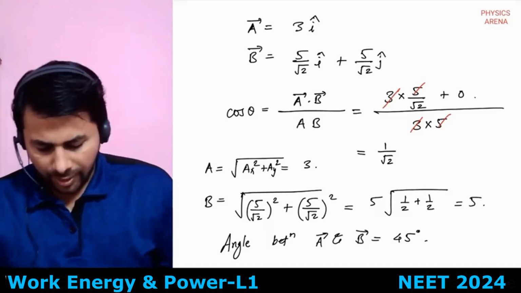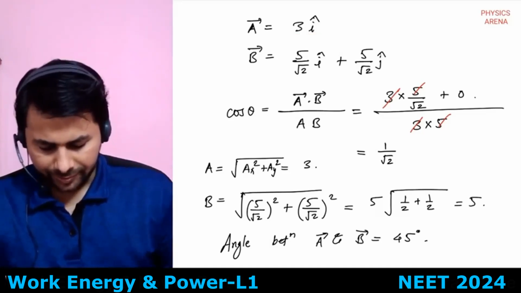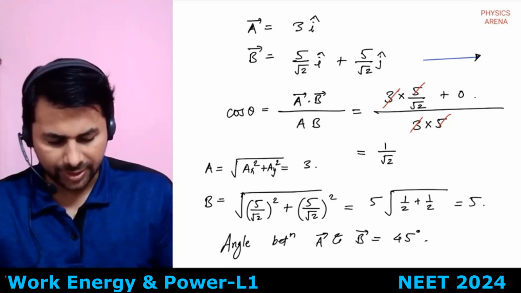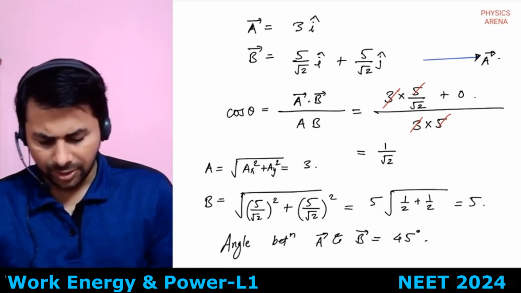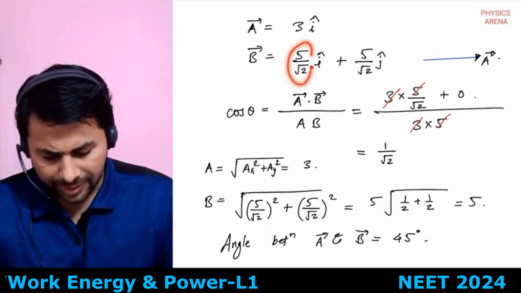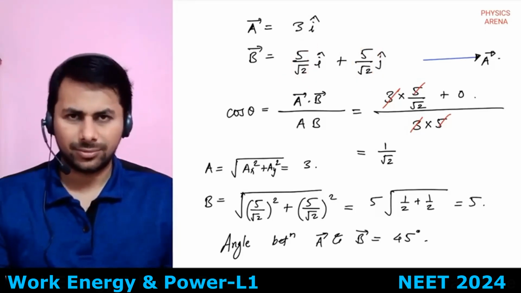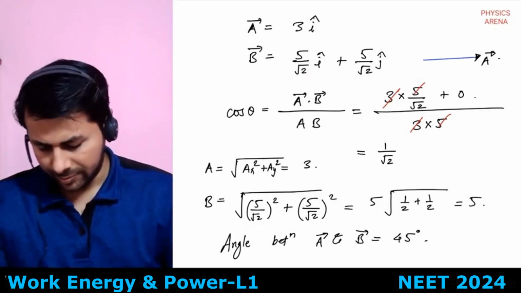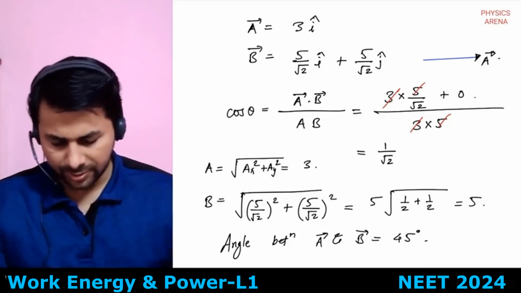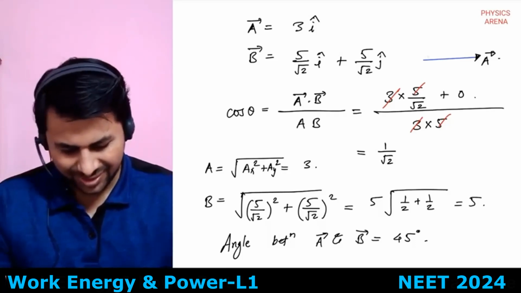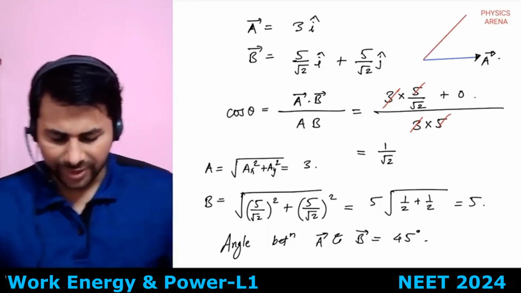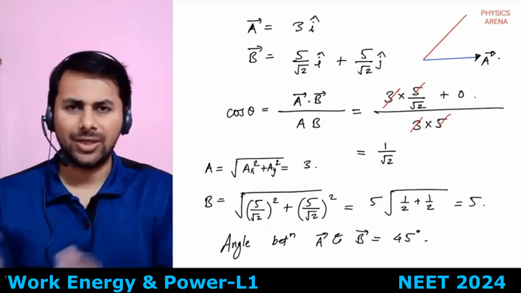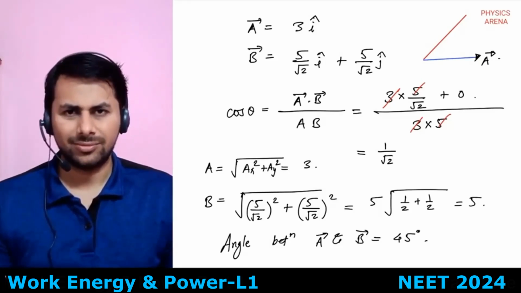I will tell you. See, you have one vector along x direction. This is the first vector, you call it a bar. And you have a second vector whose x component and y component are equal. So in what direction should it be aligned? 45 degrees, right? Because x component and y component are equal. Yes or no?